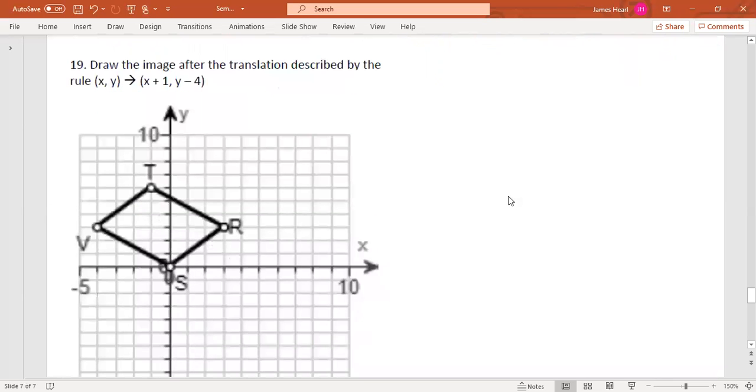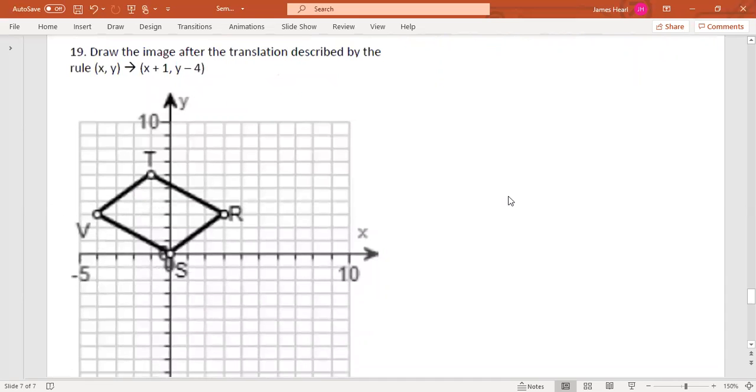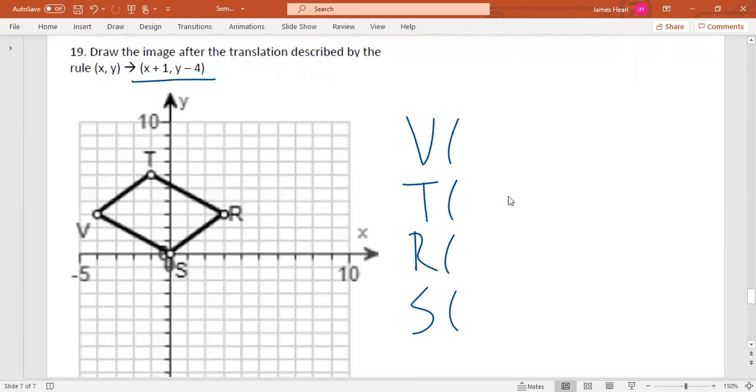All right, for 19 here, we're asked to come up with what's the actual image after we apply this translation: add 1 to x and subtract 4 from y. We'll very literally just count the points and then list them off, make it really easy. So V, T, R, and S are located at, see, V is -4 and +3. So if we change it, we add 1, that'll be -3. We subtract 4, that'll be -1. So we'll be at -3, -1.